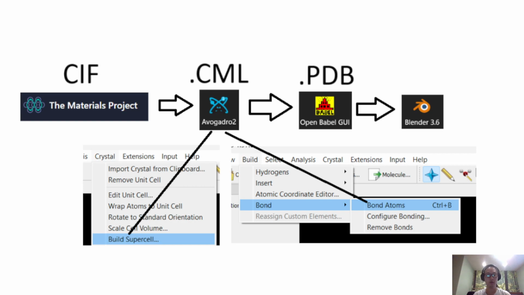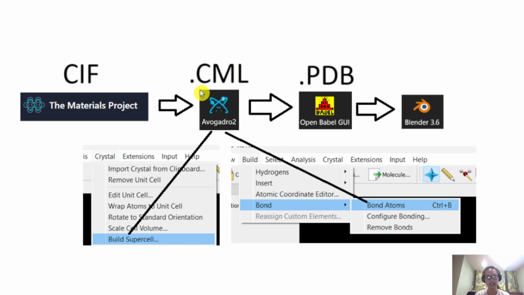In this video, we're going to import a molecular structure file from the Materials Project into Blender. First, we're going to download the CIF file from the Materials Project. We'll open it with Avogadro 2, and we're going to use Build Supercell to manipulate the structure. But we're going to lose the bonds somehow. We're going to use Bond and Bond Atoms to create the bonds.